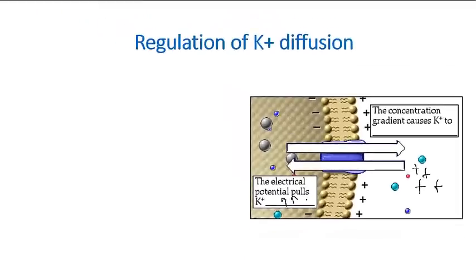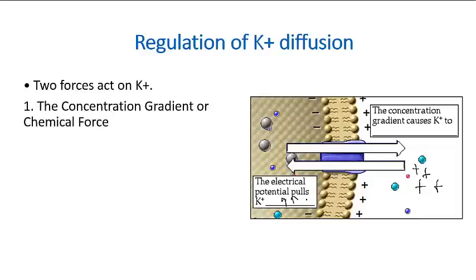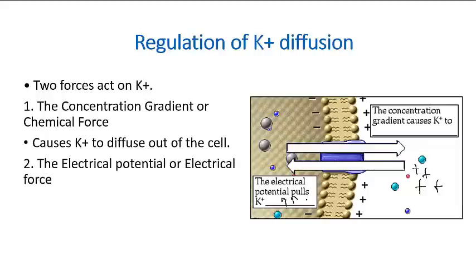So let's look at that process. These are the two forces that control the movement of potassium. One is the concentration gradient or chemical force that causes potassium to diffuse out of the cell. And the second one is the electrical potential or electrical force. This electrical potential originates after the net movement of potassium out and the net change of the membrane potential. And that pulls the potassium inside the cell.